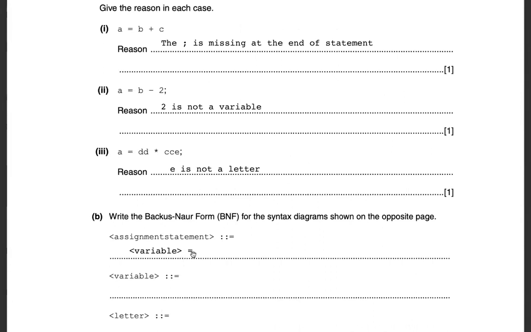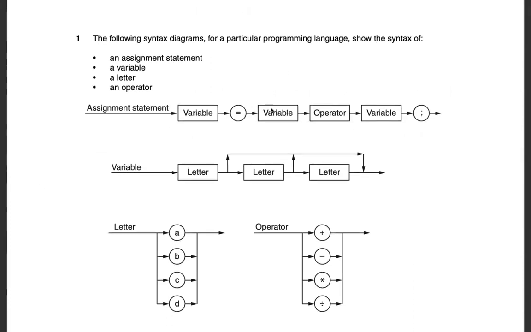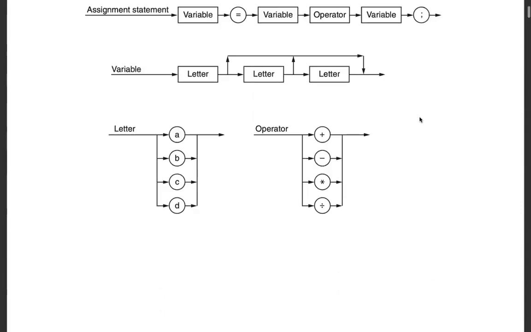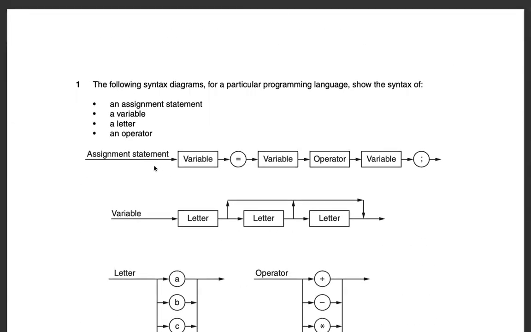I don't need to add any non-terminal symbol over here. Then followed by a variable again, like so, followed by operator, like so, followed by another variable, like so, and then we've got a semicolon at the end. So according to this syntax diagram, assignment statement is defined by variable is equal to variable operator variable semicolon. So yes, this is the BNF representation of the syntax diagram used here.